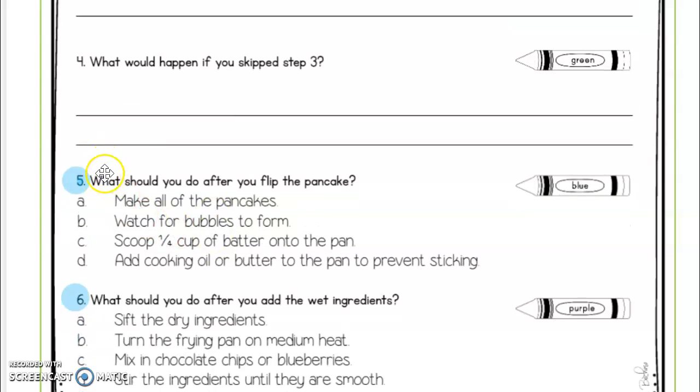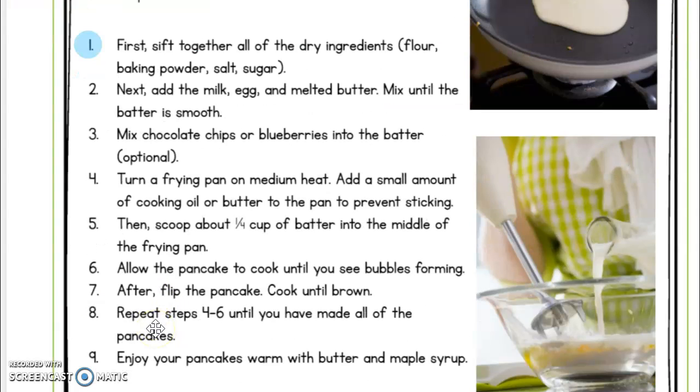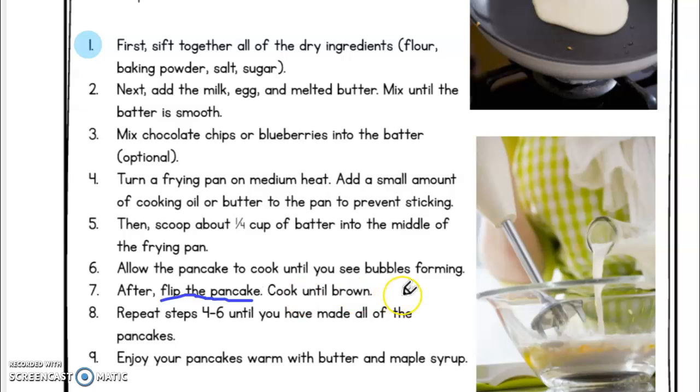Number 5, what should you do after you flip the pancake? So first we have to go back and find which step we flipped the pancake in and highlight that step. So let's see which one we flip it in. I'm looking for that keyword flip by skimming over the words. All right, so on step number 7, I see flip the pancake. Go ahead and underline that as well.